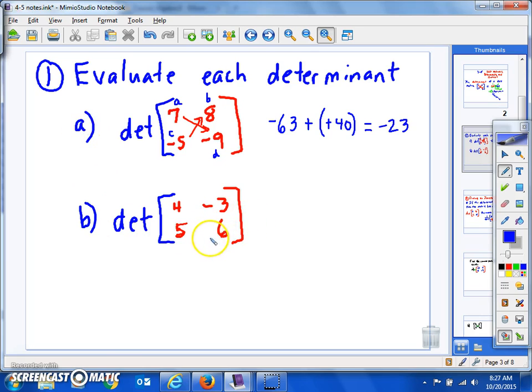Okay, just another practice problem. For 1B, I would multiply the A times the D number. 4 times 6 is 24. Minus, and then I'm multiplying the B and the C numbers together. That's negative 15. And again, I'm subtracting a negative number, so that's really addition. And I get my answer here as 39.